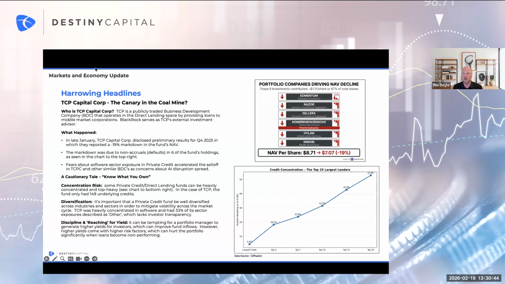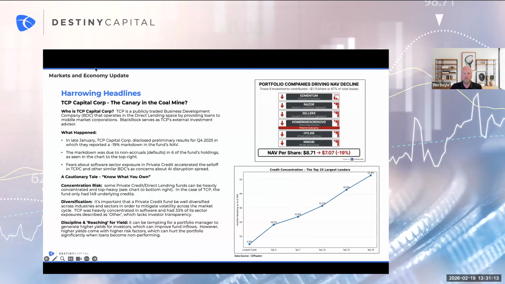But it's also a cautionary tale. As the investor great Peter Lynch used to say, know what you own. And in the case of private credit, I think that's really, really important. That's really important to us at Destiny Capital, because there are some underlying issues that you need to be aware of in private credit when investing there. And some of that is concentration risk. That means that all of your investment or most of your investment is tied up in a few underlying investments.